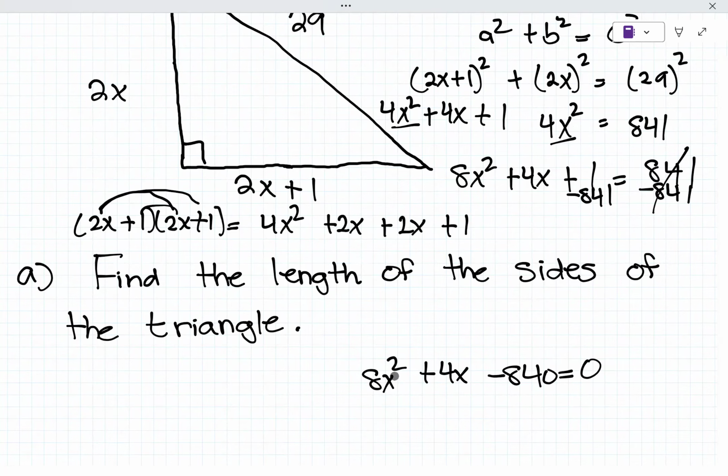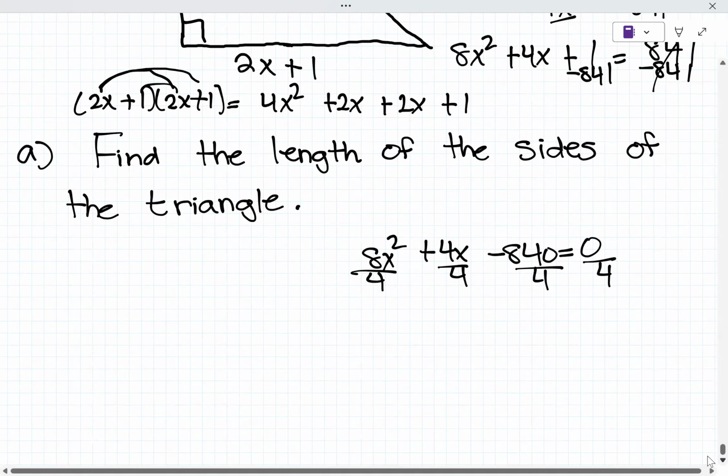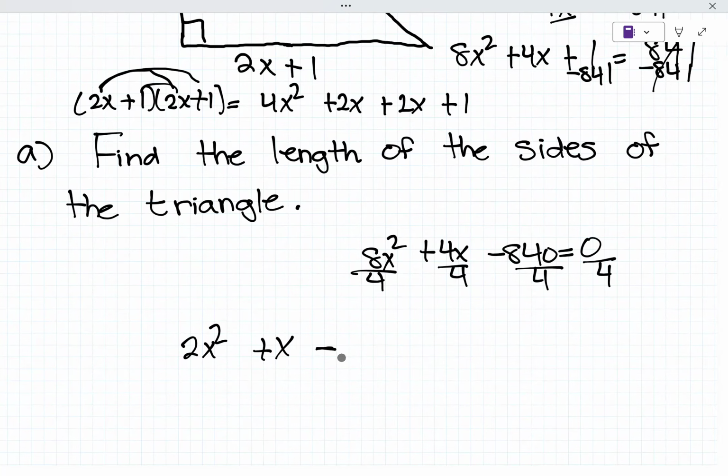Now I'm going to solve for x. So the thing is, I could try doing bottoms up, but I know I could divide every term by 4. Everything's divisible by 4, not 8. So if I divide this by 4, 4, 4, don't forget the 0 as well, you get 2x squared plus x minus 210.